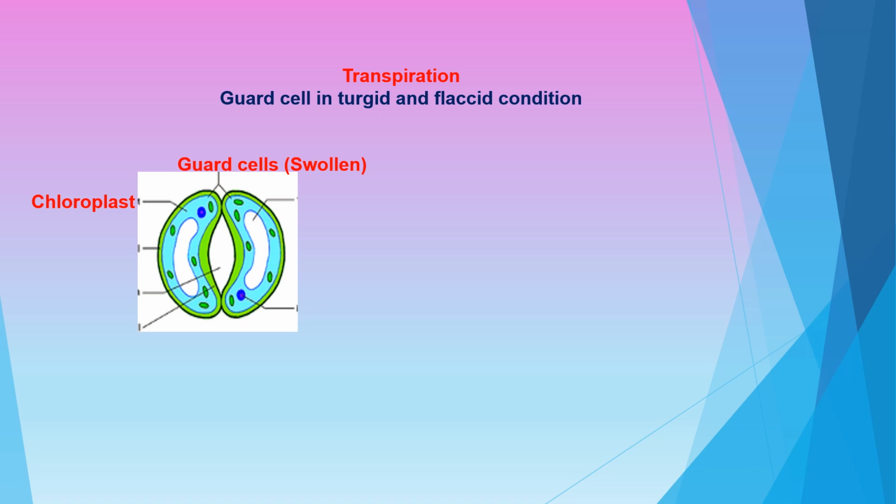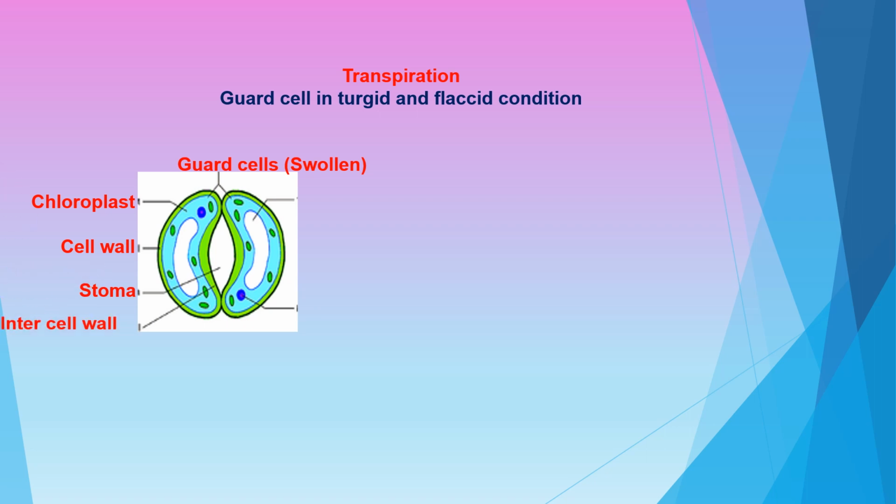Turgid means swollen. Guard cell means the two bean-shaped cells in this diagram. The stoma changes due to the change of turgidity of the guard cells. When water enters the guard cells, they swell and become turgid, so the stoma is open. The center part is the stoma.